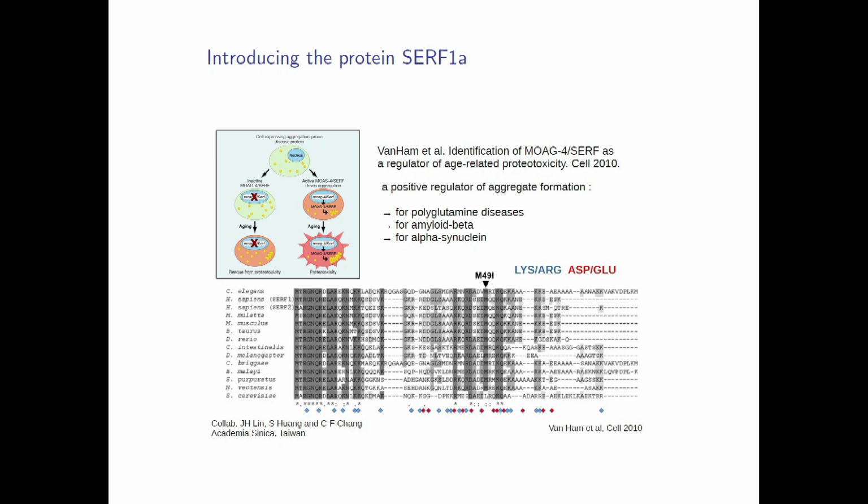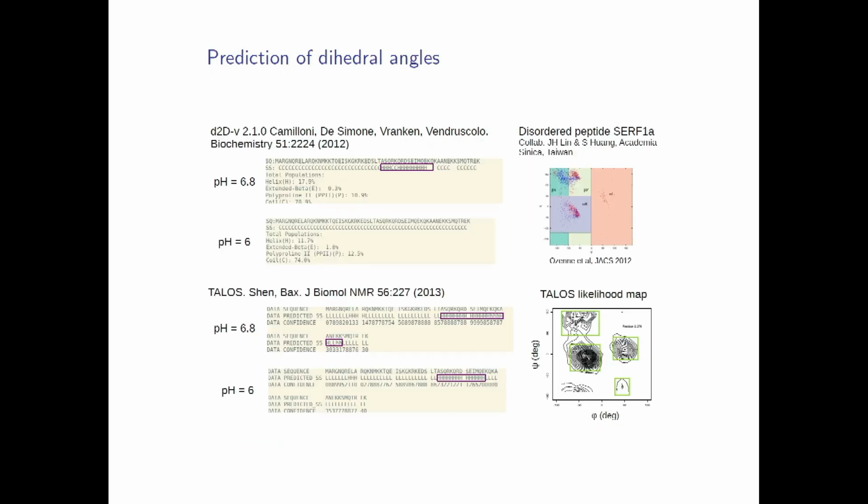Fibrillation is related to all amyloid disease, neurodegenerative disease. So that's important to know whether we could interact with this protein, maybe finding some ligand interacting with it and preventing it from inducing the fibrillation of the other protein.